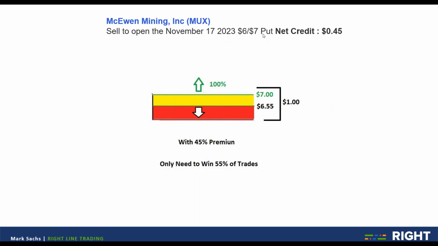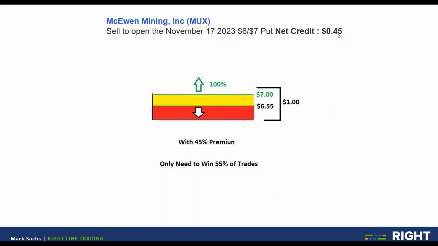Now, what I did was I sold the $7 put and I bought the $6 put. Now, the $7 put is the 50 delta, and the $6 put is the 25 delta. So this gives us a vertical width of only a single dollar. And I show you that right here. Now, when you can get a vertical width of $1 and you can get a 45% net credit, then you've got yourself an absolutely stellar trade. These are the kind of trades that we're looking for.